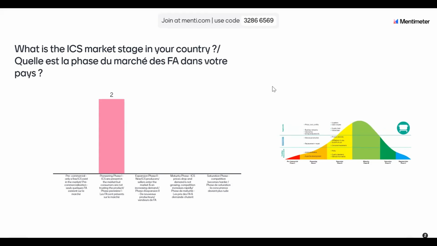Are you already in the expansion phase, where there are new ICS producers coming into the market, sellers, distributors, everyone is entering into the market, the market is moving forward, there is an increasing demand? The maturity phase, where you already have a lot of different players in the market, prices are dropping due to economies of scale, there's a growing competition, everyone is moving in the market? Or in the saturation phase, well, basically the market competition becomes harder and harder. There's too many players in the market, and basically it is really hard for players to enter the market. And that means the market is already developed.